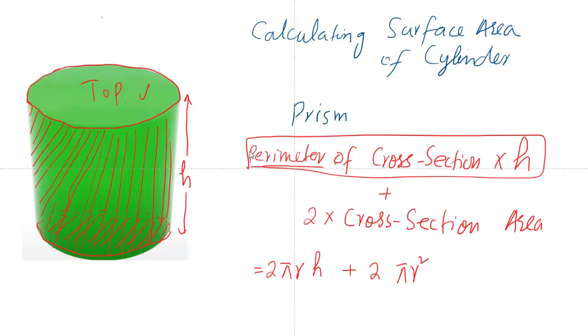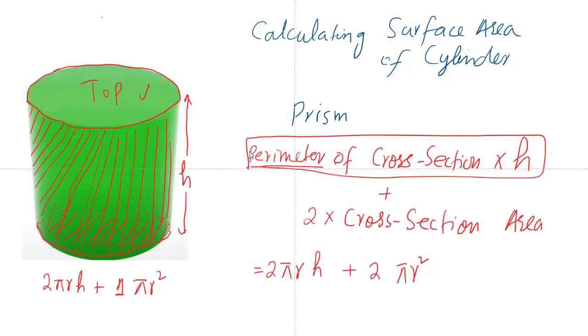And student, what if the top is open and the bottom is closed? In that case, the total surface area will be the curved surface area 2 pi r h plus 1 pi r square, because it is closed from one side and it is open from the other side.